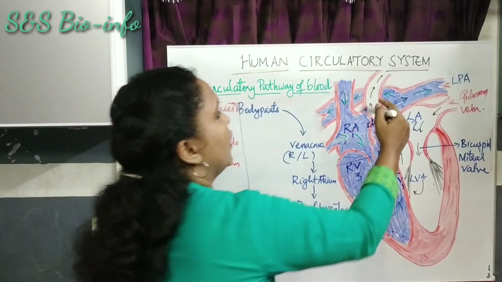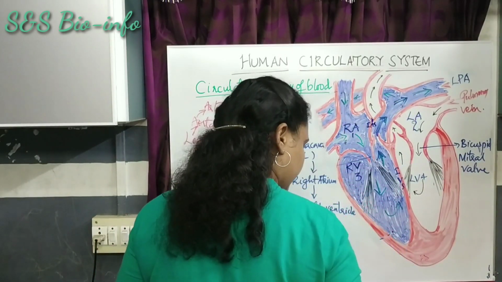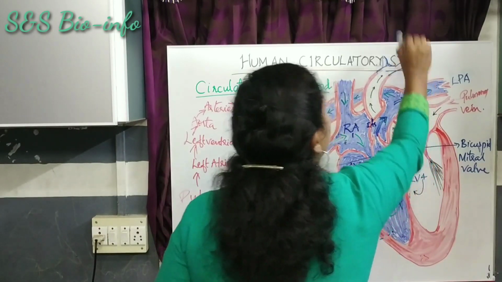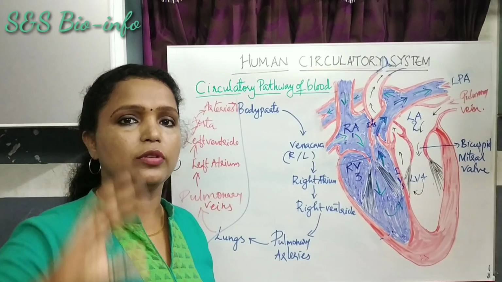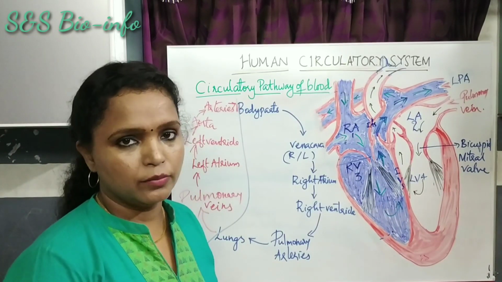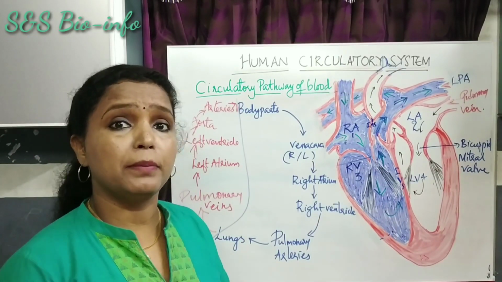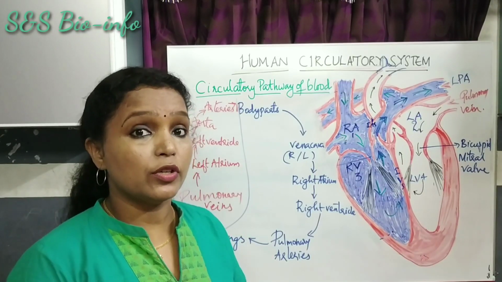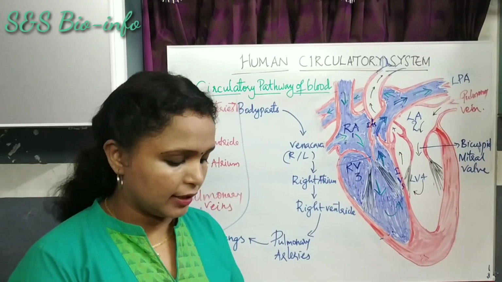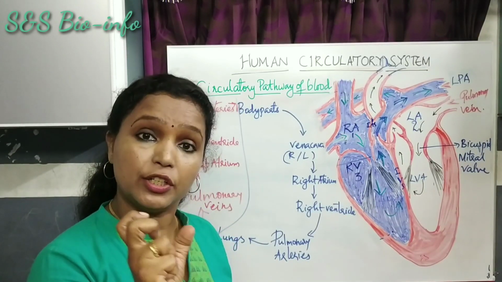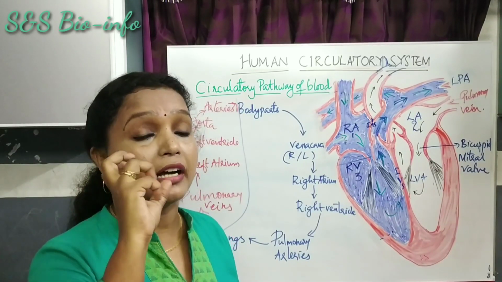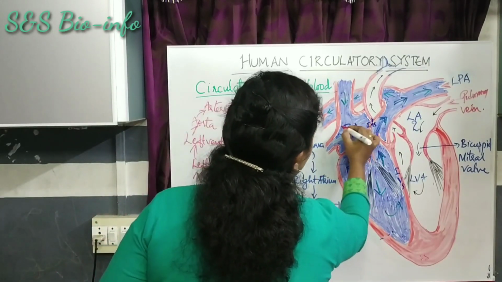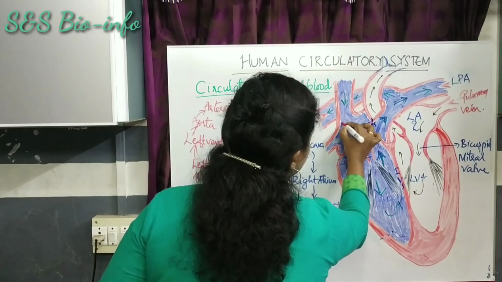Then it divides to form arteries like this. So it distributes blood to different parts of the body. How this pumping of blood from the atria and the ventricles happens is because of the rhythmic contraction of the heart. So the rhythmicity of the heart begins from a particular position called the SA node, the pacemaker.